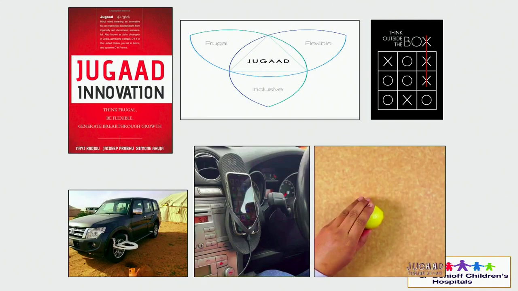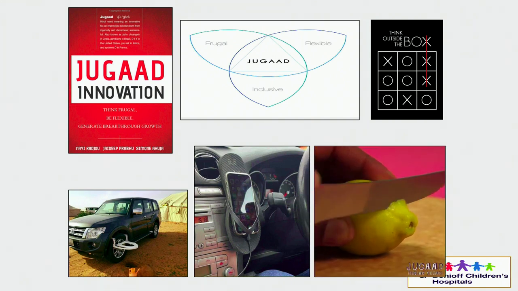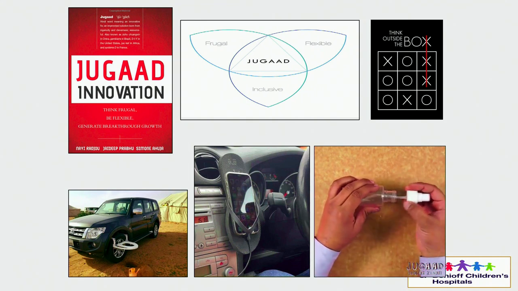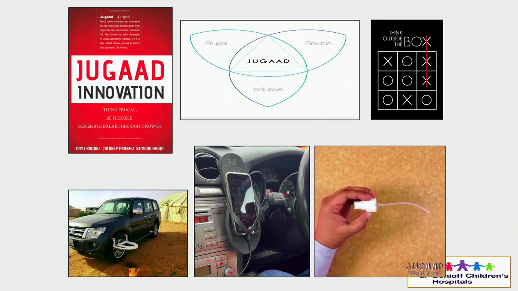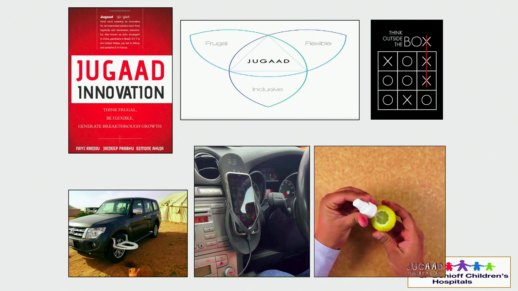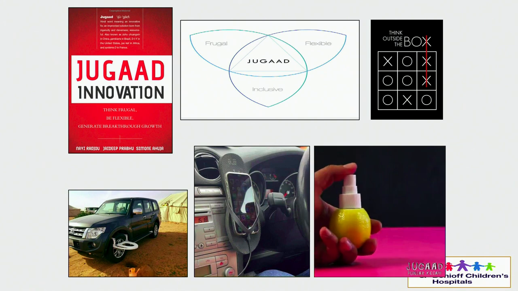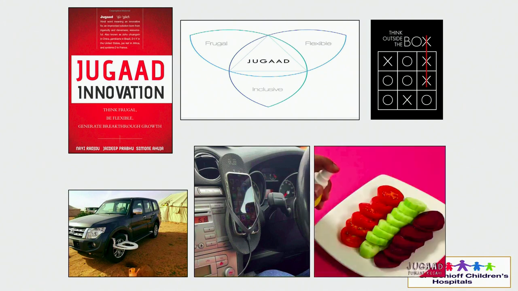I also want to introduce you to the concept of jugaad, an Indian word that is now in the Oxford Dictionary. It talks about doing something when you have limited resources in a very creative, flexible way, but also in a way that serves the bottom of the pyramid. You can see in that little video how you could MacGyver so many things in so many different ways to create creative solutions out of little nothings.